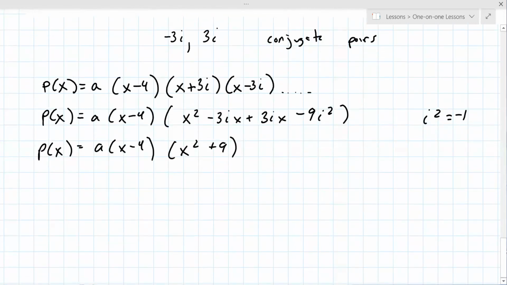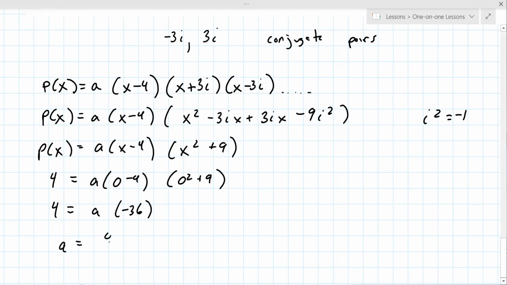This is a pretty good opportunity to find a. So it goes through the point 0, 4. So we're going to say 4 equals a times (0 minus 4) times (0 squared plus 9). So 4 equals a, and this is -4 times 9, so that gives you -36. a equals 4 over -36, which is -1 over 9.